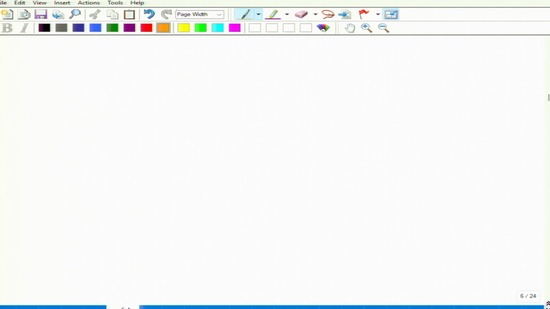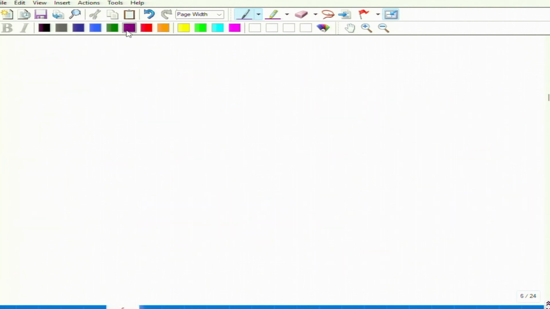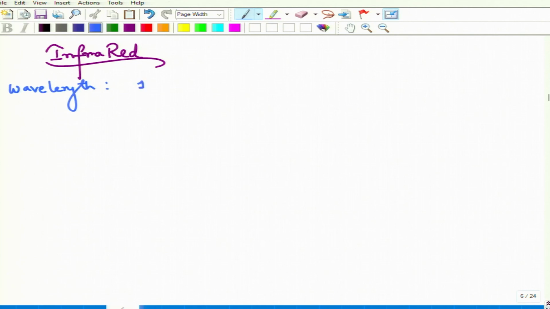So what is next? Radio, microwave, then IR. IR means infrared. Okay, so let me start again, let me use a different color. What is the wavelength? Wavelength should again be decreased compared to microwave. So wavelength is 10 to the power 3 meter to 7 into 10 to the power 7 meter.